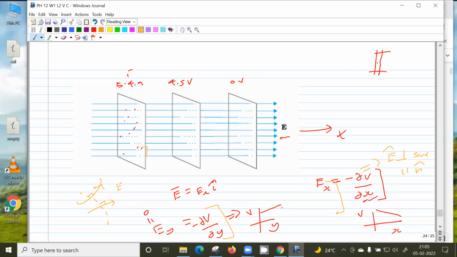Okay, so here, is the potential constant in the y direction only? Since that is along the x-axis, the potential is not constant in the y direction. It is constant, sir, by this formula, Ey equals 0. Yes, that's what is here.